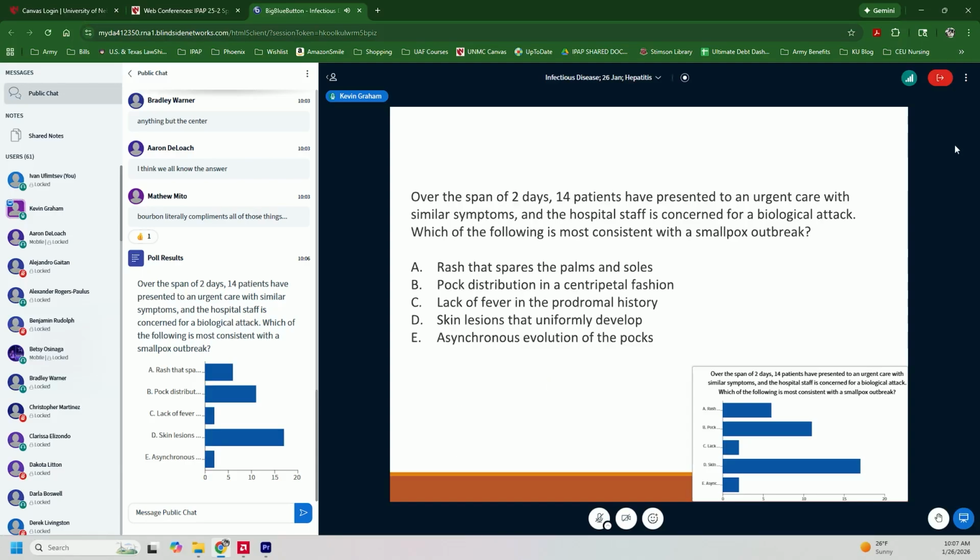Which one would be more familiar with Bravo there? Remember, it's not one that we studied. We just had a chart on it. And then smallpox does tend to have a fever. And asynchronous means they're at different stages of development.